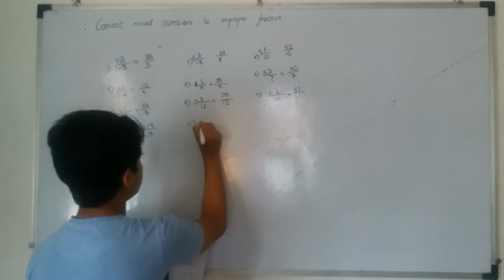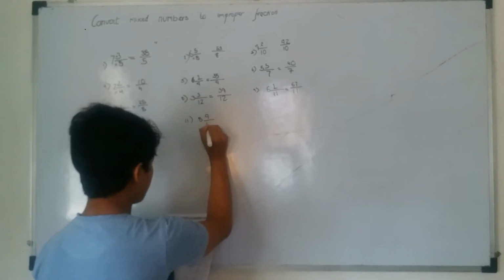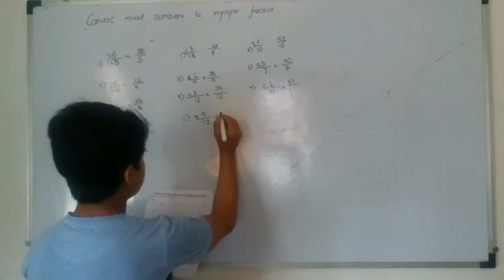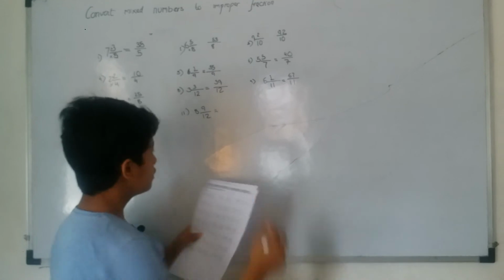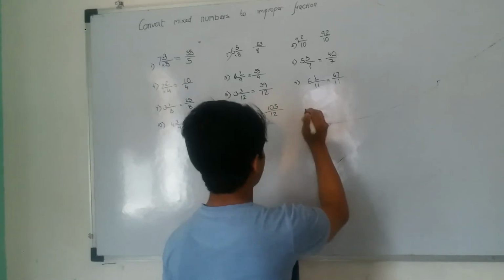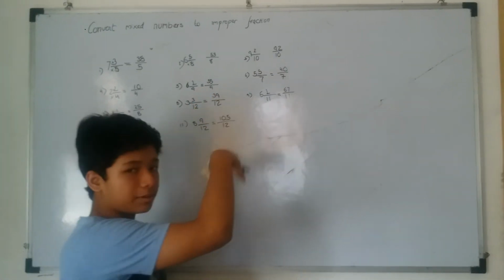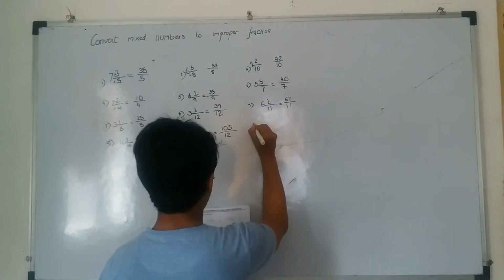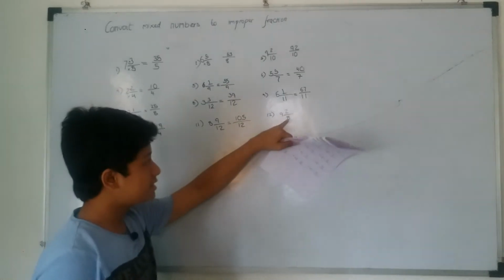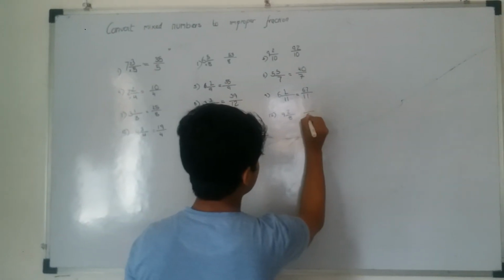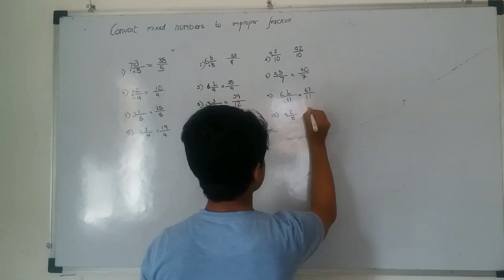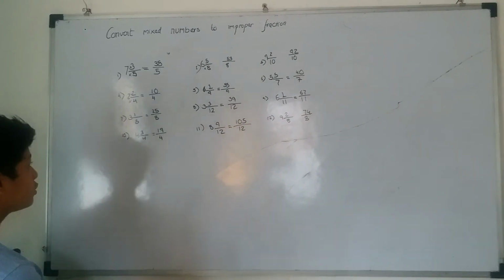11th question, 8 9 upon 12. In this question, 12 8s are 96 plus 9, 105. So the numerator will be 105 and the denominator will be 12. Now 12th question, 9 2 upon 8. In this question, see, 8 is already given. 8 multiply 9, 9 8s are 72. 72 plus 2, 74.